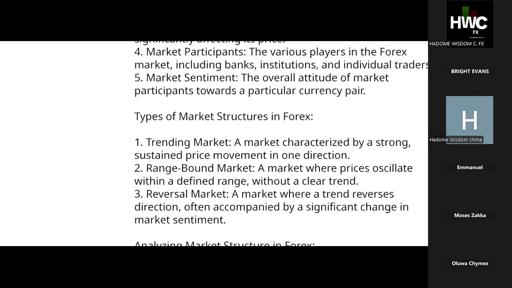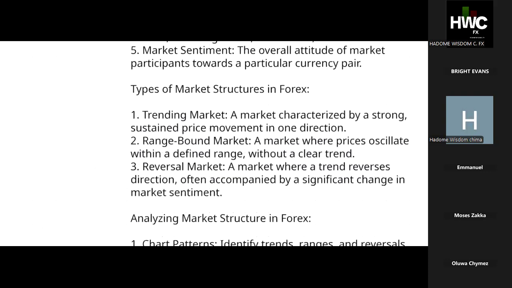Okay, fine. So we are going to be looking at types of market structures in forex. The first one we're going to look at is trending markets. That's why I spoke about uptrend and downtrend. Those are the market direction, where the market is actually heading to.